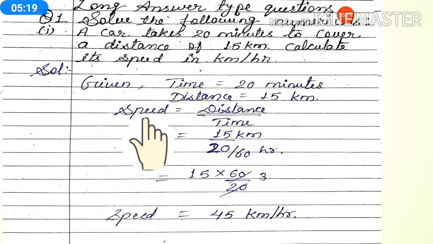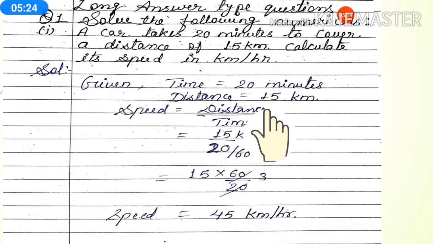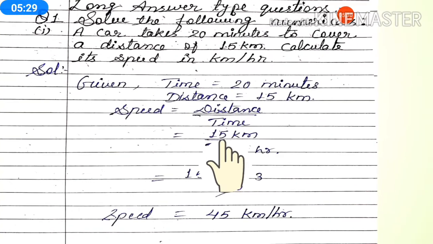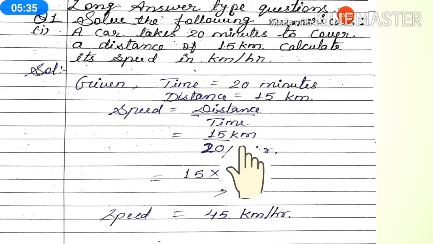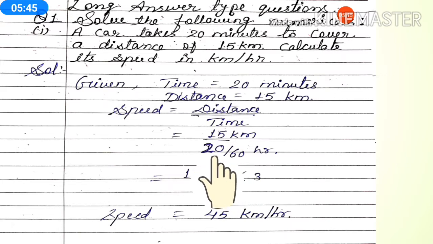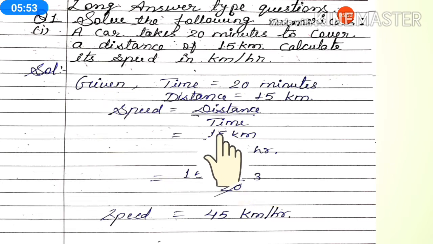We know the speed formula: distance upon time, meaning the distance traveled and the time taken. Here the distance traveled is 15 kilometer, and the time is in minutes, 20 minutes. To convert into hours, we can divide the minutes by 60, because 1 hour equals 60 minutes. So when we divide 20 minutes by 60, it will convert into hours. That is why HR denotes hour.